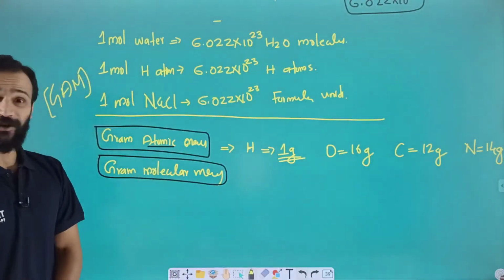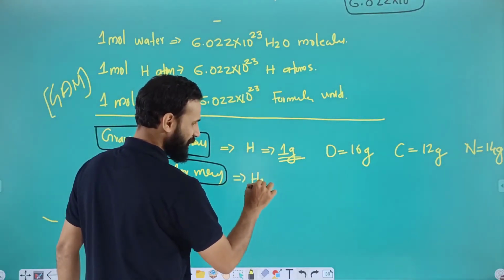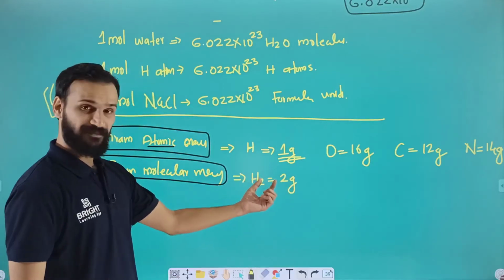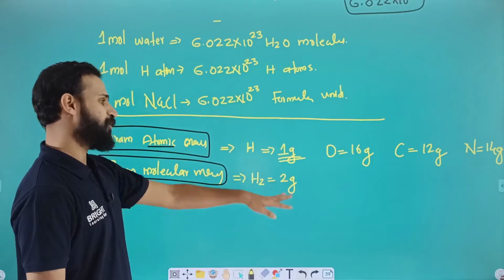And what about gram molecular mass? Very simple, you know, if you are taking an H2 molecule, this is 2 gram. That means the mass of an H2 molecule represented in gram is called gram molecular mass.